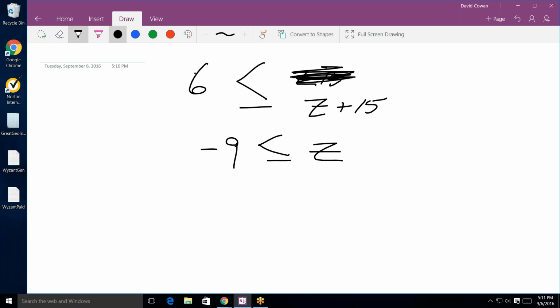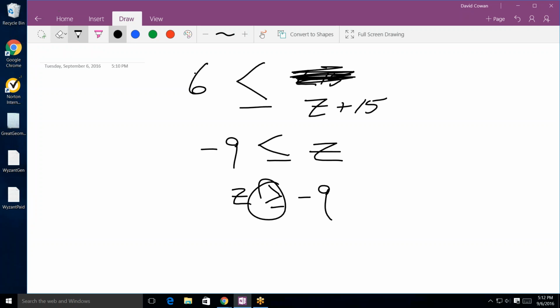Let's not be done with this problem yet. If I wanted to put z on the left side, what would the rest of it be? z is greater than or equal to -9. Yes, and that's all you have to do. If you want to switch the variable and the number, just switch the direction of the sign, and that takes care of it.